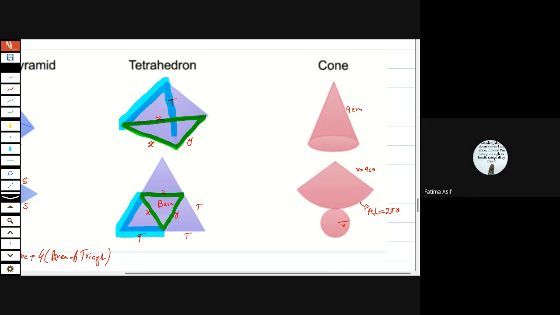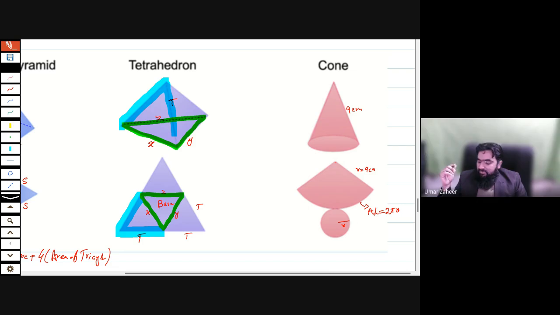Sir, the circumference of the smaller circle will be equal to the arc length of the sector? Yes, the arc length of the sector. Okay, sir.